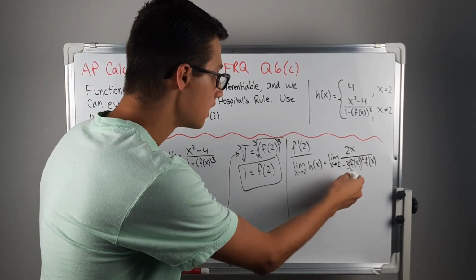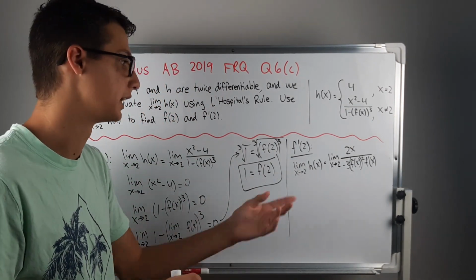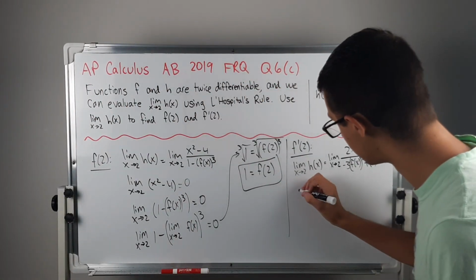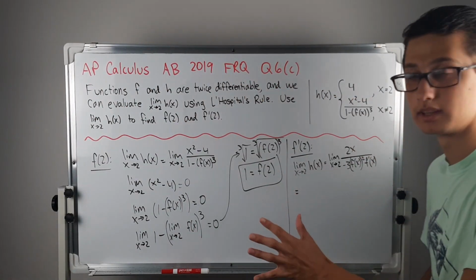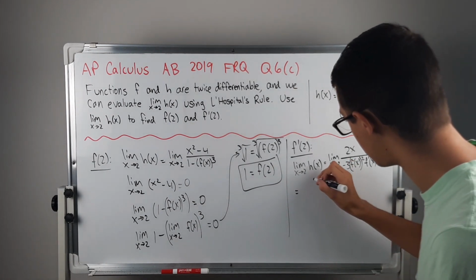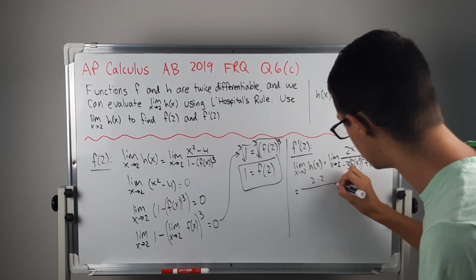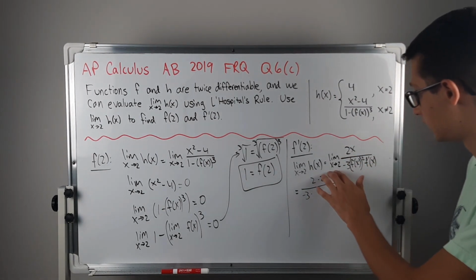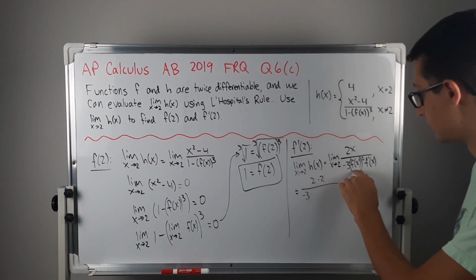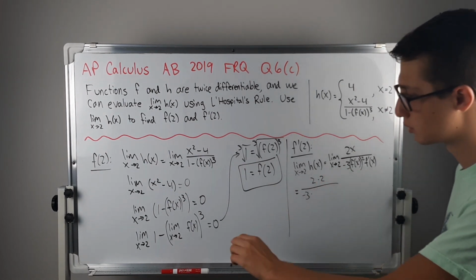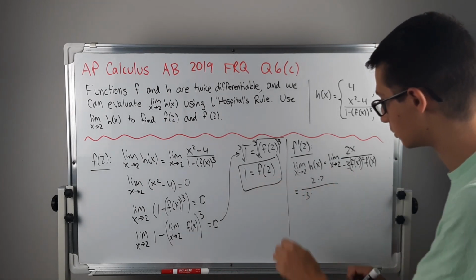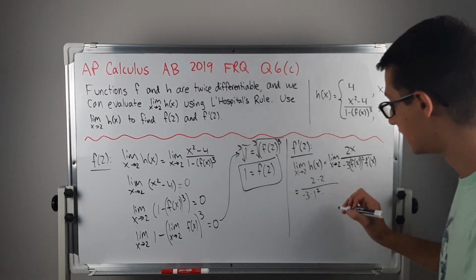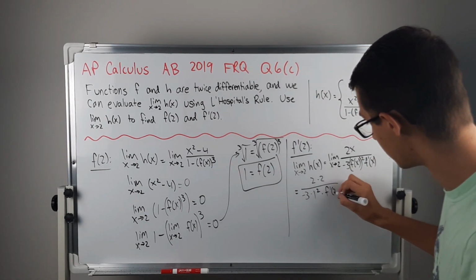And each part here, there aren't any problems with plugging in the 2, so we can just do that. We're not doing the limit anymore because we're actually plugging it in. On the top we have 2 times 2, and on the bottom we have negative 3 times f of 2 squared. We know that f of 2 is just 1, so 1 squared multiplied by f prime of 2, and that's exactly what we are looking for, f prime of 2.